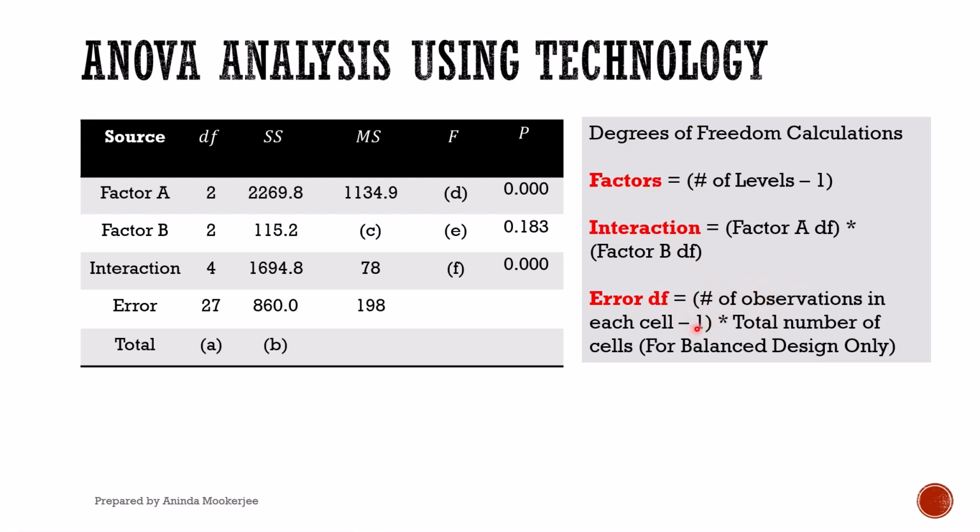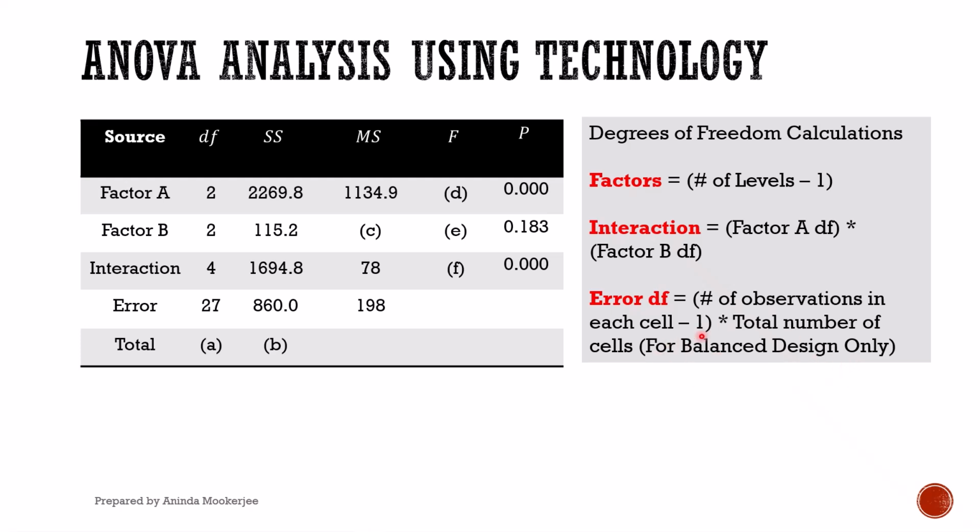So that would be kind of n minus 1. But that n represents the sample size within each cell multiplied by the total number of cells in the ANOVA design, in the factorial design, so to speak. All right. And this formula is true only for balanced design.